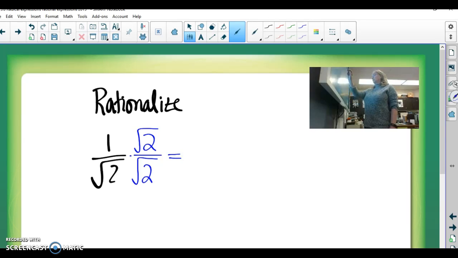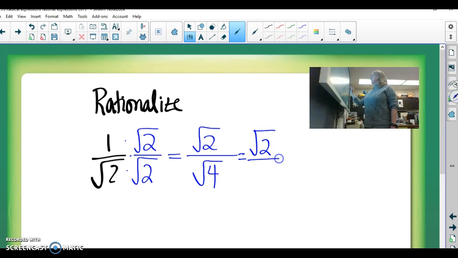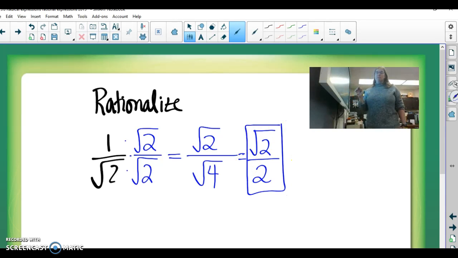When I multiply across, 1 times the square root of 2 is the square root of 2. And in the denominator, the square root of 2 times the square root of 2 can be written as the square root of 4, and the square root of 4 is equal to 2. Now this is considered rationalized because we've gotten rid of the square root in the denominator.